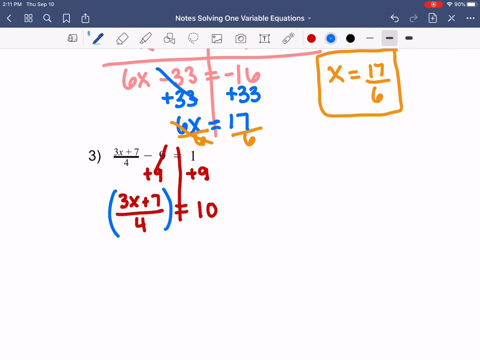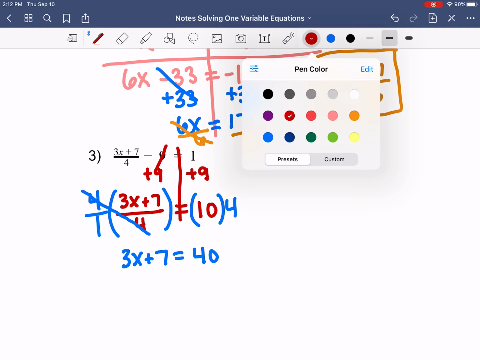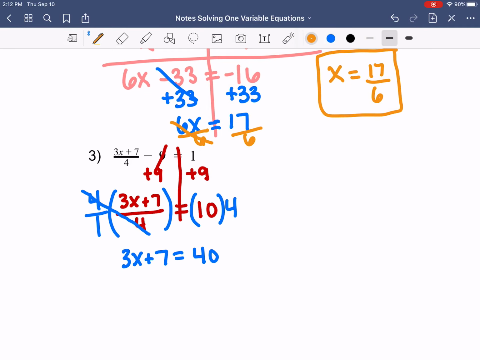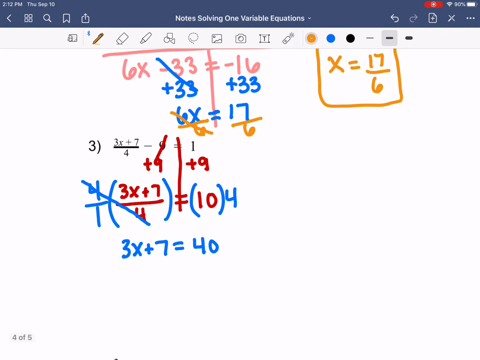So I'm actually going to multiply both sides times 4. Technically, I'm multiplying by 4 over 1, right? Well, the 4's are going to cancel, and now I have 3x plus 7 equals 40. 10 times 4 is 40. So if you're dividing by something, you can just multiply by whatever's in the denominator, and that will cancel it, and I no longer have a fraction. So I isolated the fraction, and then I just multiplied by what was in the denominator.